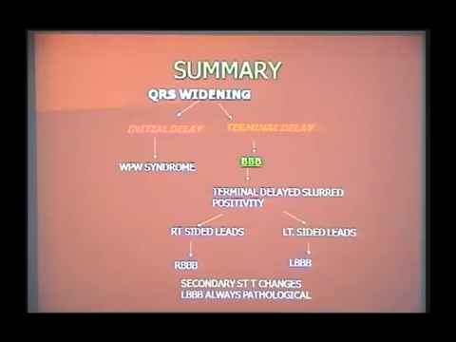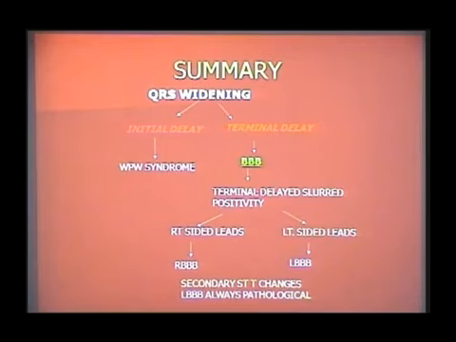In bundle branch block, the first thing is QRS widening more than 0.08 second. Once it is widened, look whether it is due to an initial delay or a terminal delay. If it is an initial delay, it is WPW or a pre-excitation syndrome. If it is a terminal delay, it is bundle branch block. Once you decide it is a terminal delay and bundle branch block, the thing to be seen is the terminal delayed slurred positivity in which group of leads.